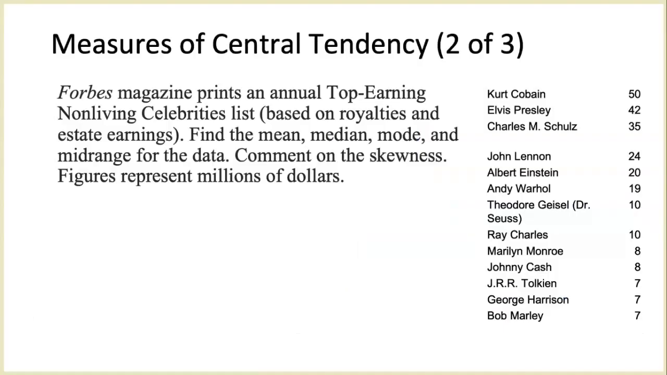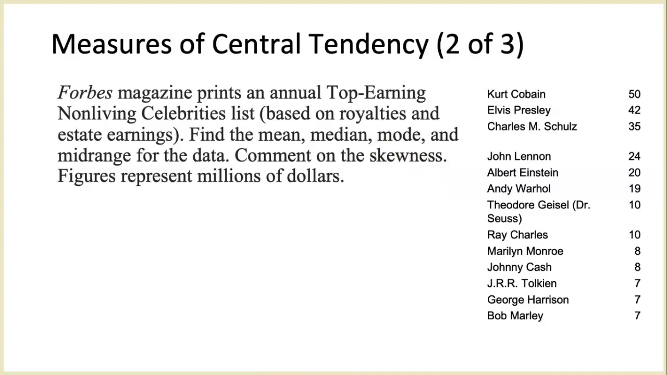For our first example, we have some celebrities who are non-living and their current top earnings, based on royalties and estates, and we want to find the mean, median, mode, and mid-range for the data set. This is univariate data because it only represents one thing, and that is the top earnings for non-living celebrities. And we want to comment on the skewness.